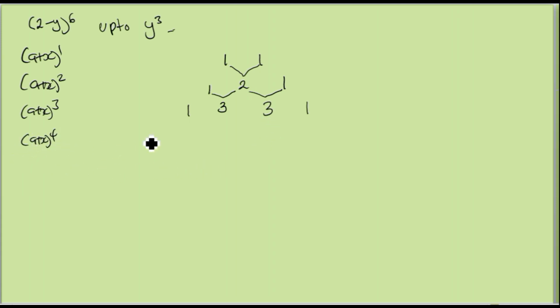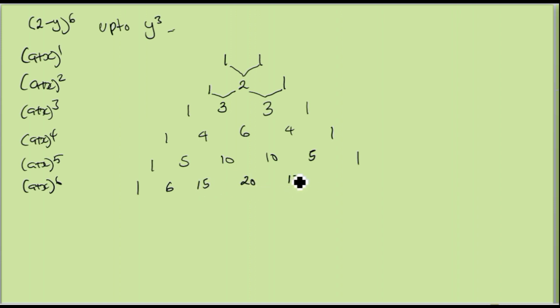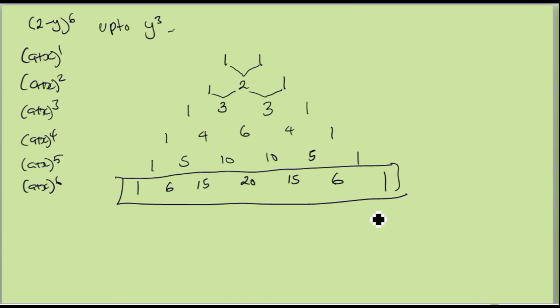For (a + x) power 4, that is 1, and here you get 4, and here you get 6, and here you get 4, and then 1. For (a + x) power 5, start with 1, then 5, then 10, then 10, then 5 and 1. And then finally (a + x) power 6, this is 1, then 6, then 15, then 20, then 15, then 6, and then 1. Now we have the coefficients of (a + x) power 6.